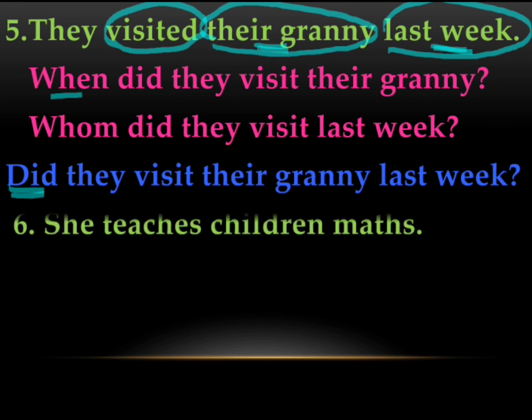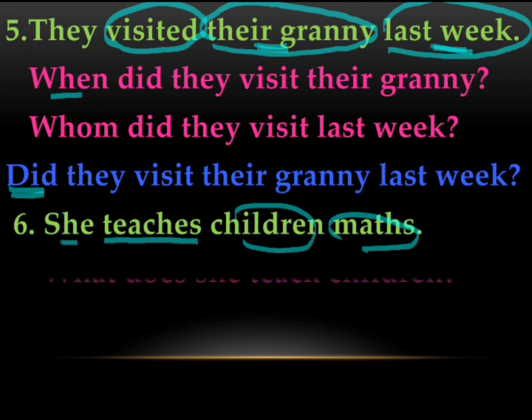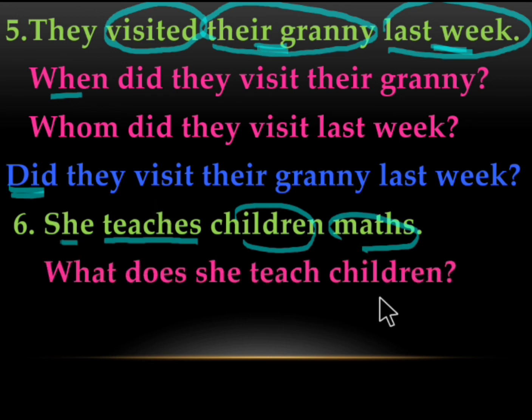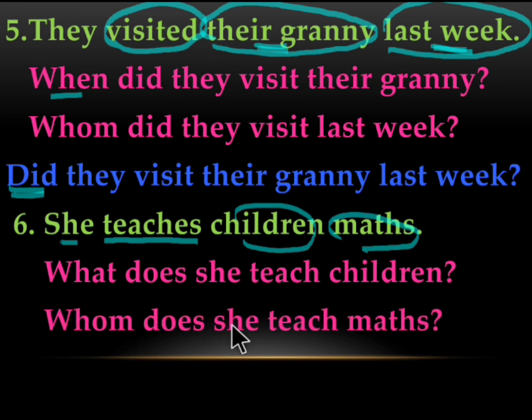The next example, she teaches children maths. Here teaches is simple present tense and she is singular. We get responses for two types of questions, for children and for maths. Let us see. What does she teach children? She teaches children maths. So you get the answer here. We get the information. Next, whom does she teach maths? She teaches children maths. So it responds to the person.